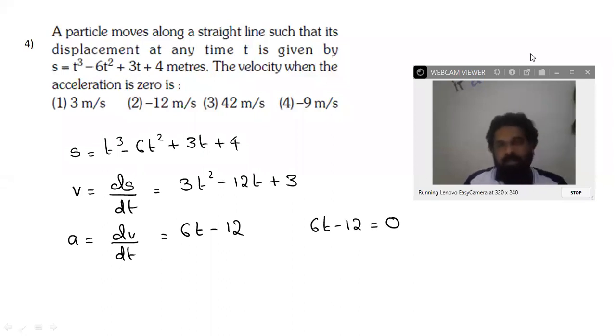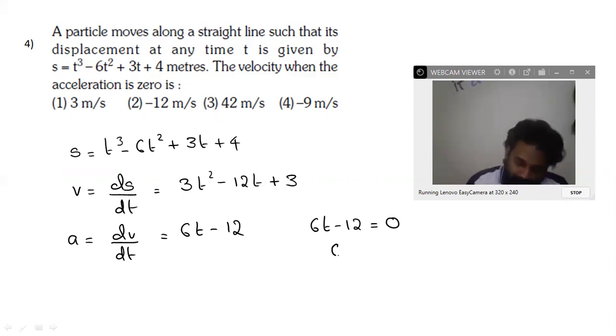Okay, some are answering. Those who got the answer, please comment. Okay, Sadhana is saying fourth option. Subhashri is saying minus 9 meter per second. Okay, both of you are giving the same answer. Any other options? If you have any other answer or the same answer, please comment.